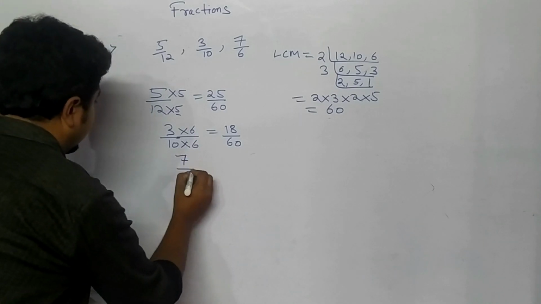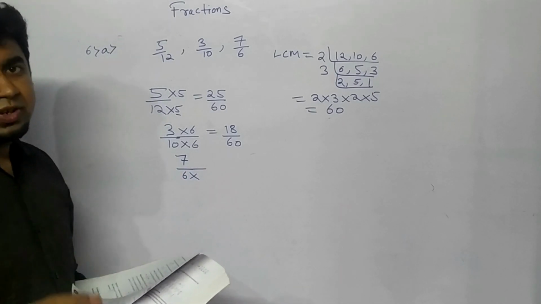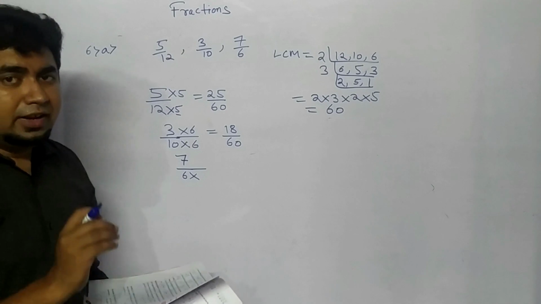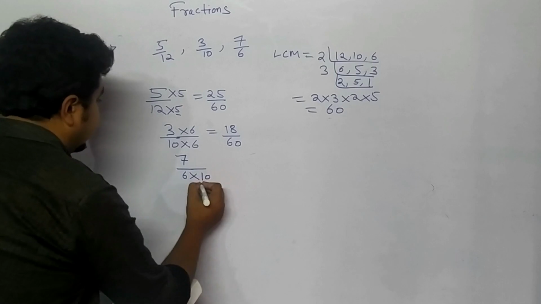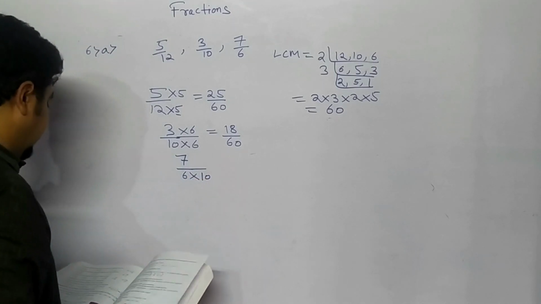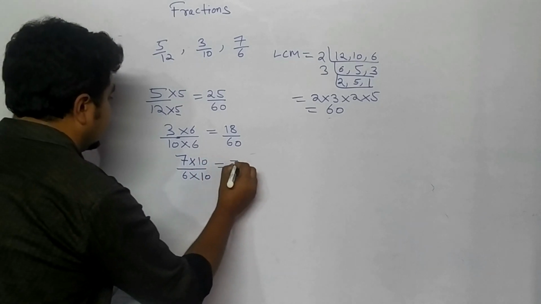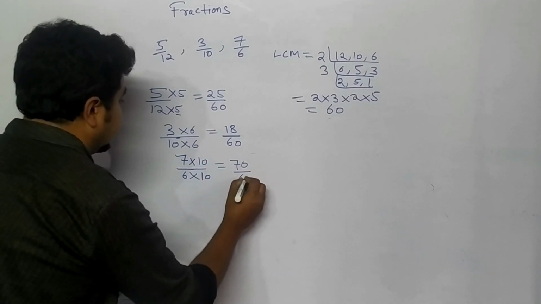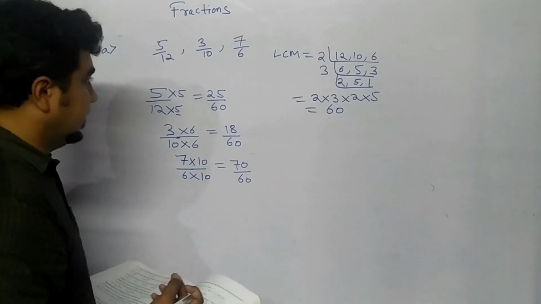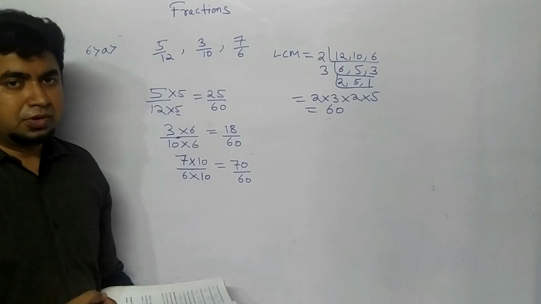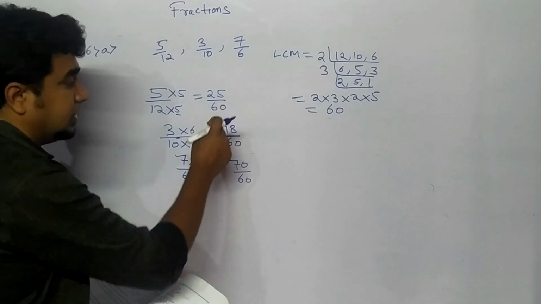Now the third part, 7 by 6. What should be multiplied with the denominator so that it turns out to be 60? Because we are making like fractions, 6 into 10 is 60. You multiply the numerator also: 7 into 10 is 70. The same number you have to multiply. 70 by 60. When you convert it back, you get 7 by 6 only. But for calculation purposes, for arranging, you make all the fractions like fractions.